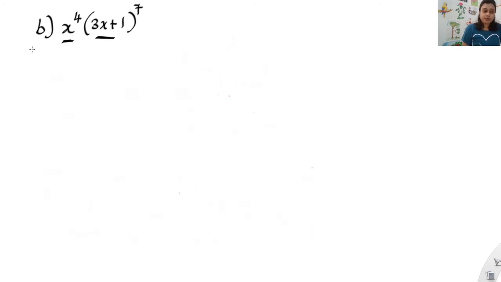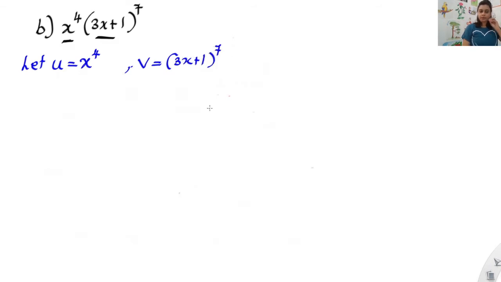When you use product rule, you need to let something become u and something become v. So here u will always be the outside one, x power of 4, and v will be the right hand side one. The right hand side one, just copy the whole thing, 3x plus 1 power of 7. Once you do this, now we need to differentiate. So when you differentiate, this is going to be du dx. Differentiate with respect to x, you'll get 4x power of 3. Here you differentiate dv dx, you get, this is the part where, pay attention again.